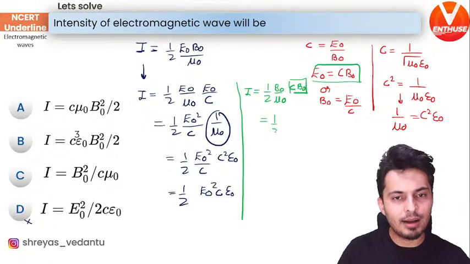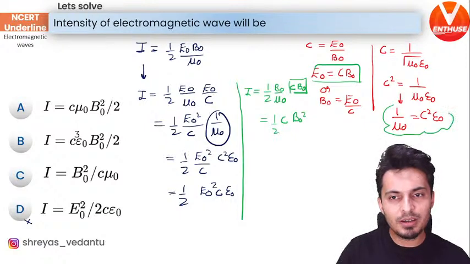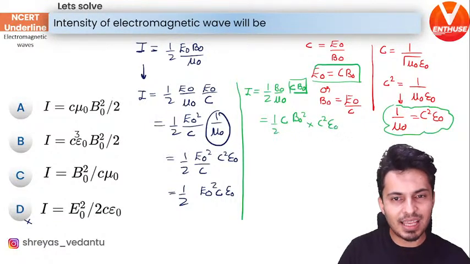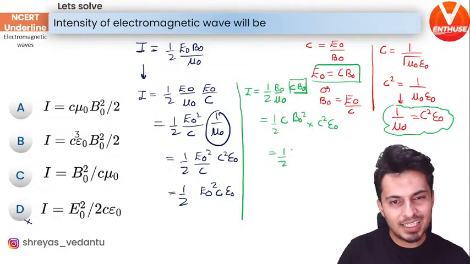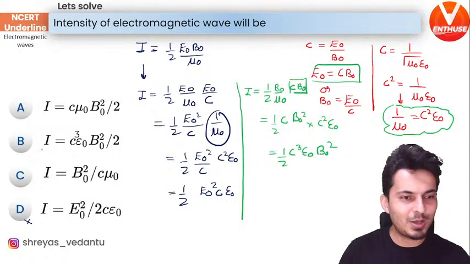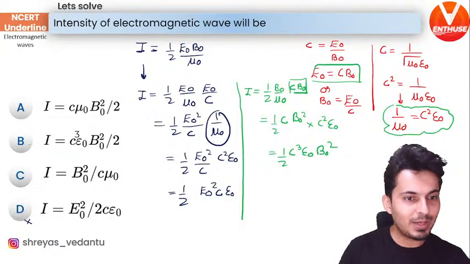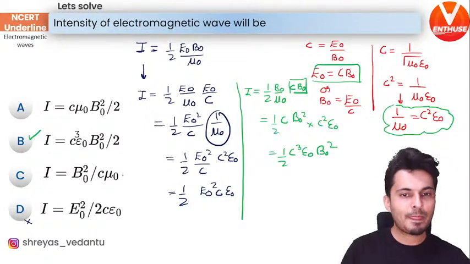So I'll get half C B naught square, and I have 1 by mu naught. And what is 1 by mu naught? From here, 1 by mu naught is nothing but C square epsilon naught. So I'll get half C cube epsilon naught B naught square. Is that option matching with something? Yes, Ramya, you got it. Oh, it's not C. No. It is not C, Ramya. It is option B.